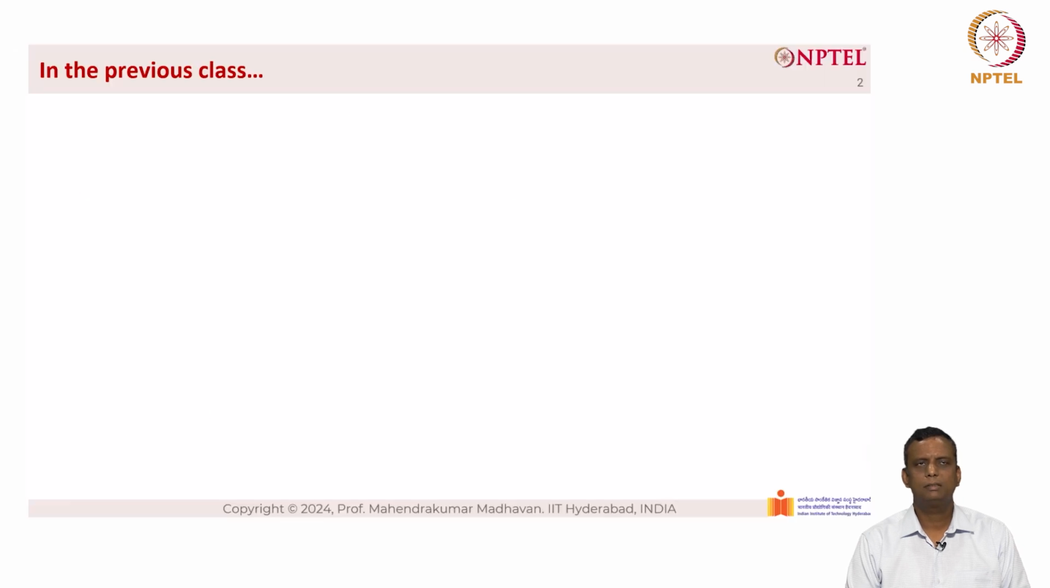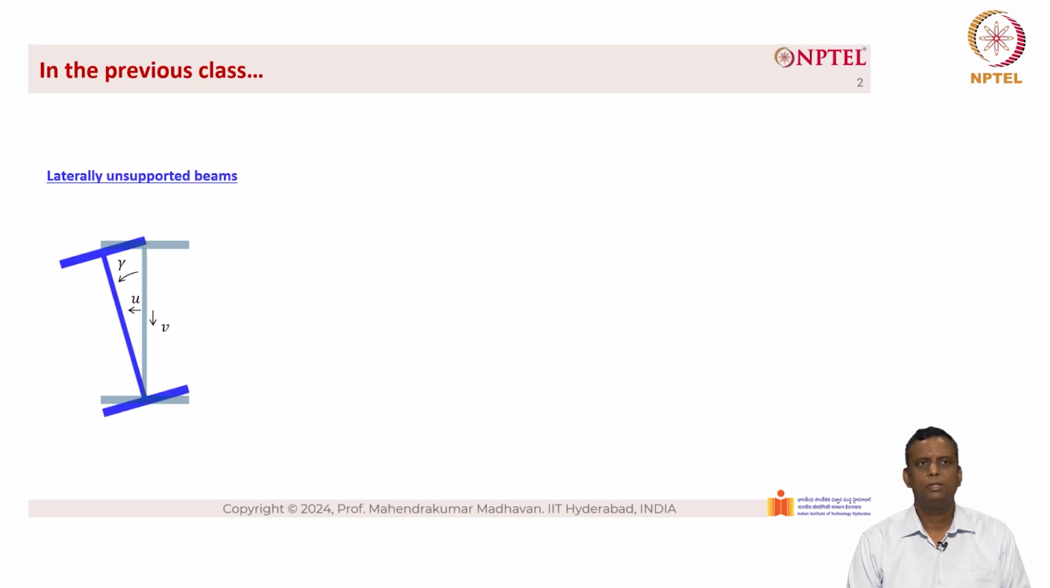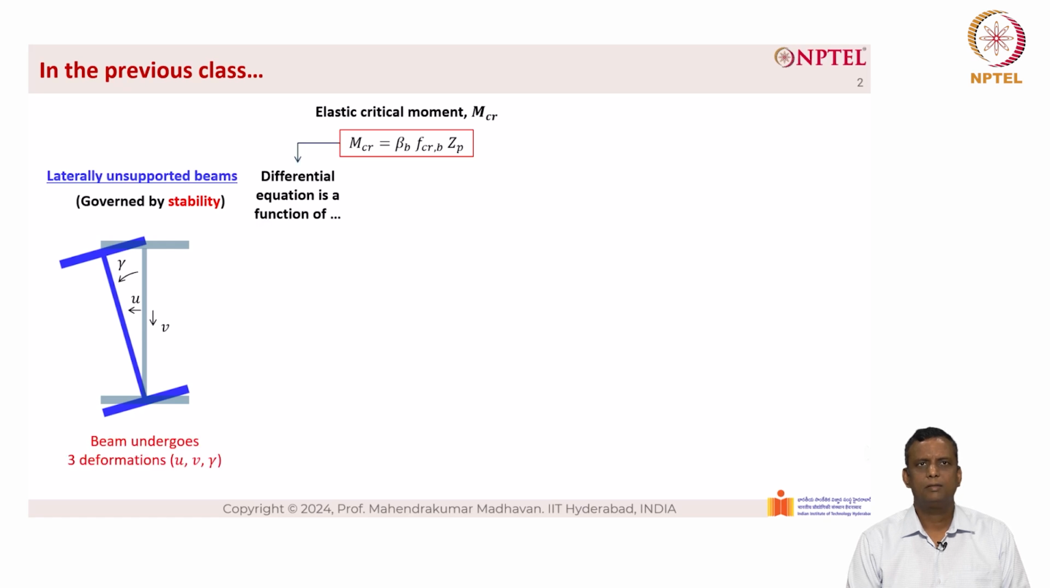In the previous class, we discussed about laterally unsupported beams. As you can see here, it has three different deformations, B, U, and gamma, and it is governed by stability. So the elastic critical moment, MCR, is given as beta sub B into F critical B into Z sub P. And this is a differential equation.